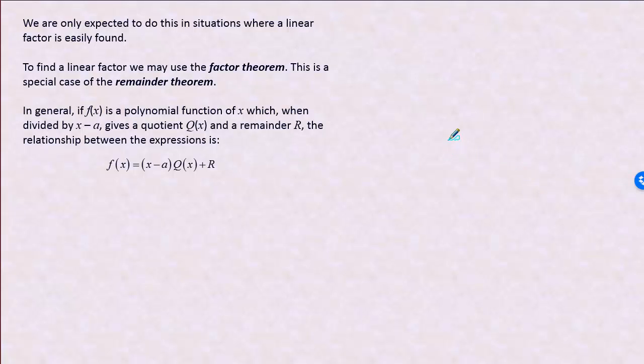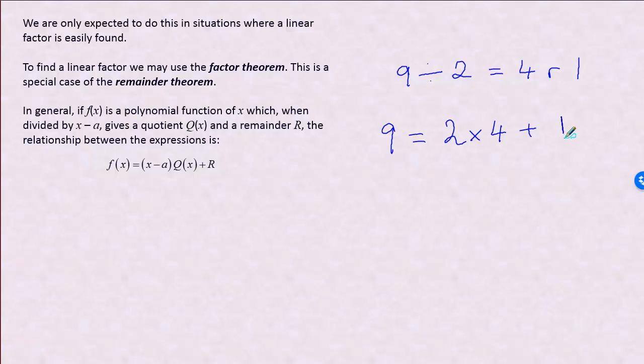If you think about this with numbers, let's suppose we have a number like 9. If we divide that by 2, then if we think about this before we knew about decimals, we could say that that was 4 with a remainder of 1. And 9 is equal to 2 multiplied by 4 add 1.